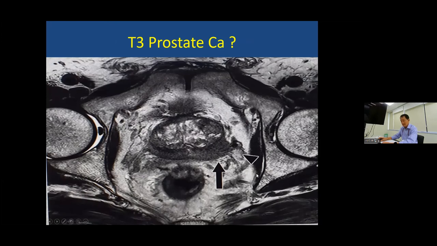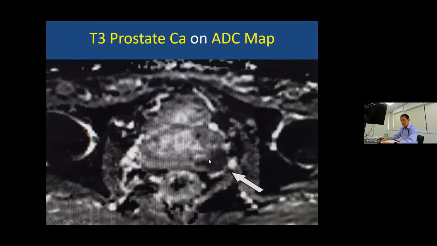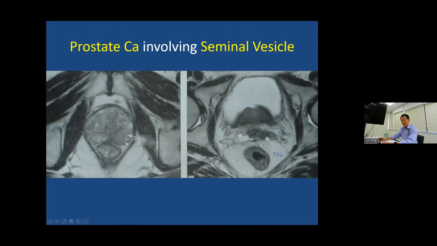Sometimes it's not easy. So we're using sort of a diffusion imaging. This ADC map shows low signal here. In diffusion imaging usually shows high signal in any high cellular mass, but the ADC map usually shows the opposite, the signal is decreasing. So sometimes we use this. So here, vaguely decreased signal on T2. And the seminal vesicle, like this side, they're all involved here, white.